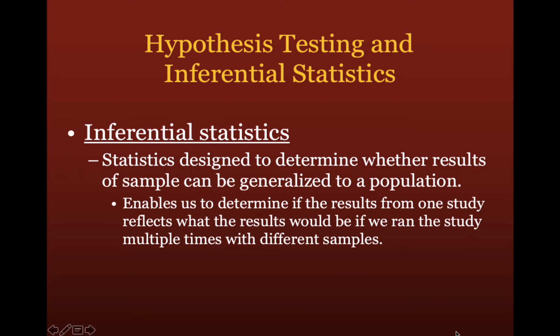Earlier this semester, we talked about the two branches of statistics. We talked about descriptive statistics, and we spent time talking about central tendency and about variability. Today, we're going to be talking about the second branch, which is inferential statistics. This is the type of statistics where we're trying to understand whether or not the results from a study which we got from a sample can be generalized to a broader population. And we want to understand if the results that we got for our one study reflect the results that we would have gotten if we had run the study multiple times with different samples.